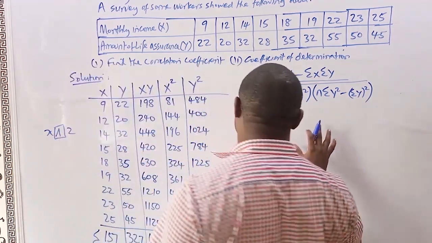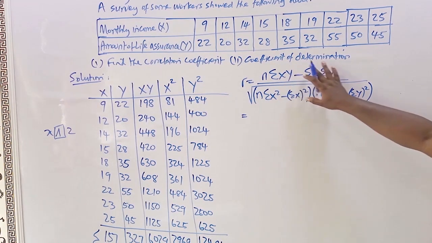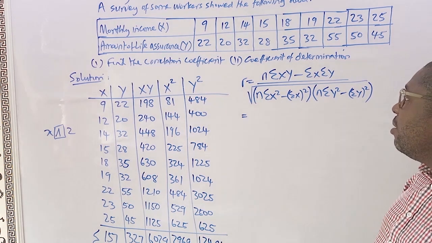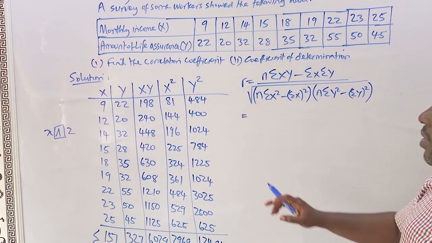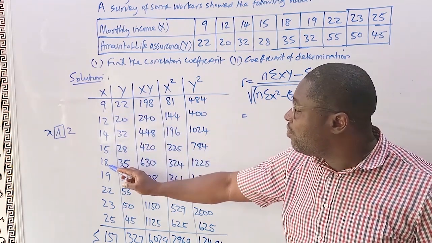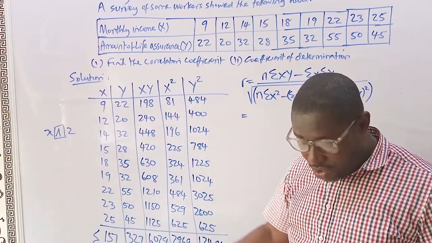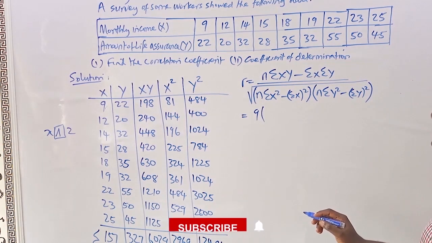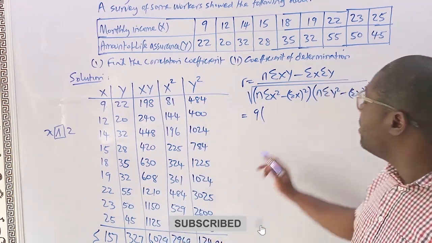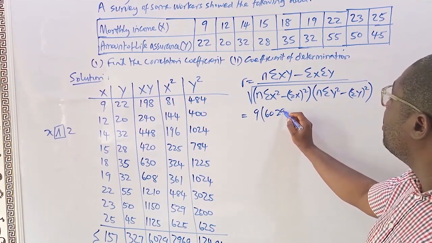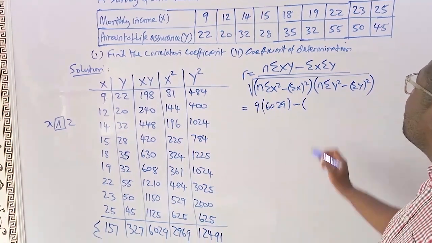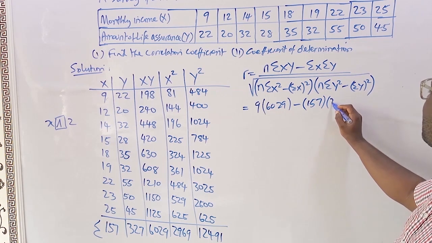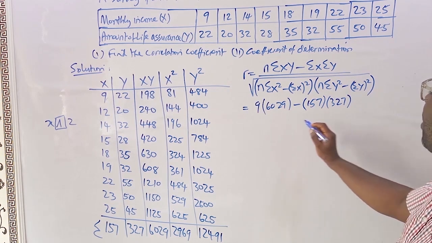Now let's fill in the space. Let's put in these values that we have here into the formula. Now, how many values do we have as for n? We have 1, 2, 3, 4, 5, 6, 7, 8, 9. So we have 9. So this gives us 9 times summation xy, which is 6029, minus summation x, which is 157, times summation y, which is 327. That's what we have.